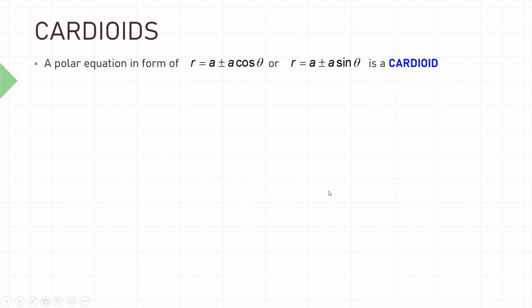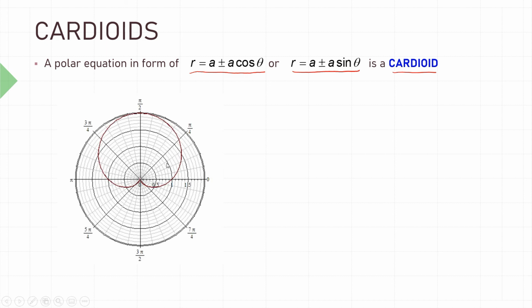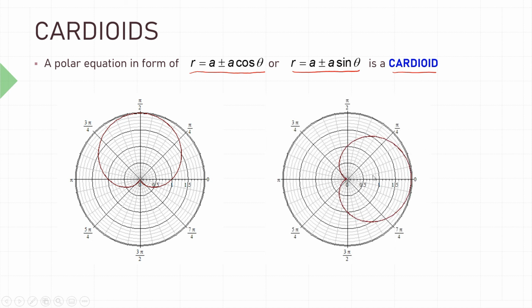And finally we have the cardioids. If we have the polar equation in this form and also this form, we get the cardioid. We have shown one example on how to draw the cardioid, and you need to do another exercise. It looks like this, or this one. So you have to try on your own how to draw the cardioid.